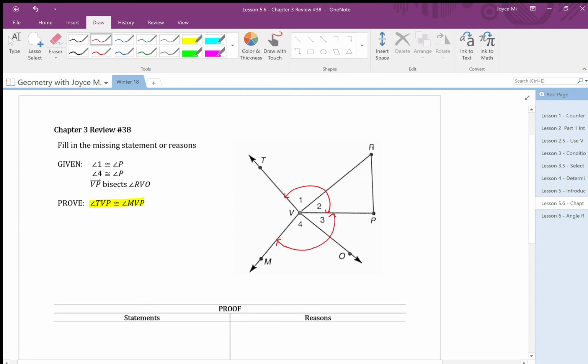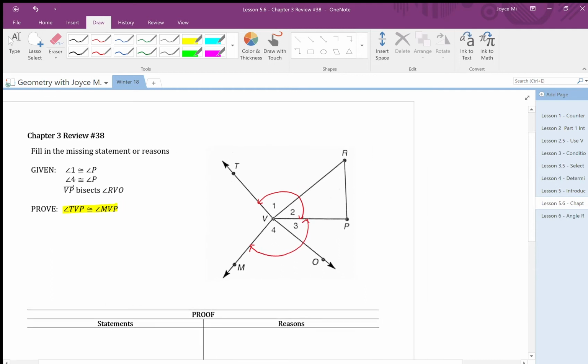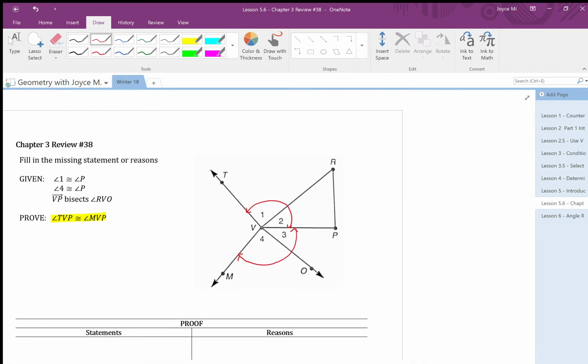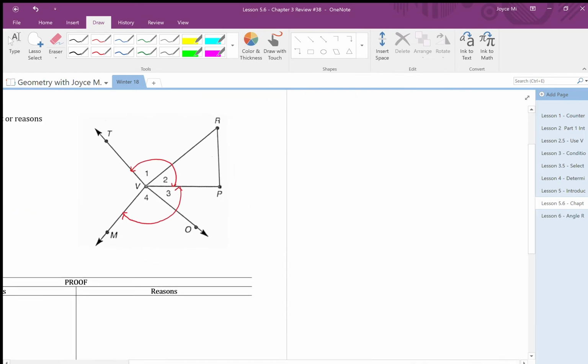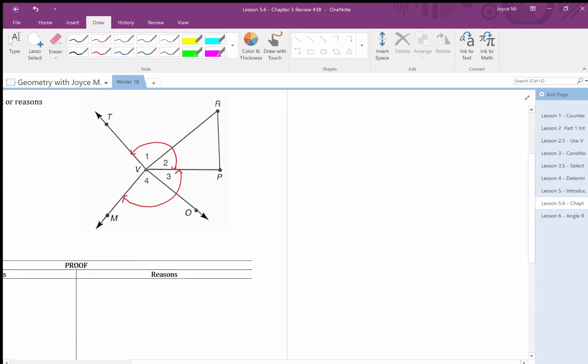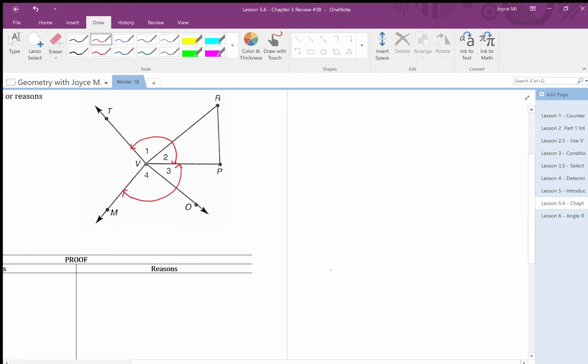To get to what I want, let me write it down. So, plan: what I need at the end of my proof, let me write it. I want to have angle TVP congruent to angle MVP. That is what I wanted, what I needed.